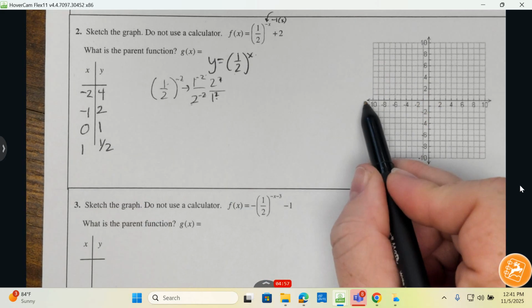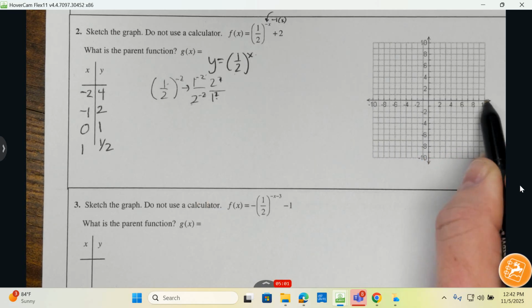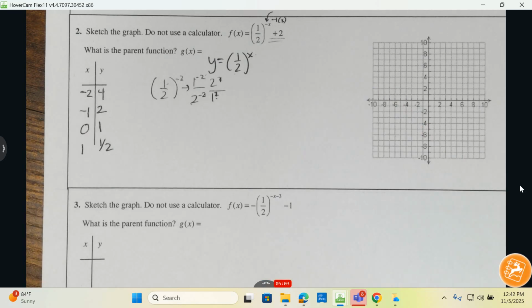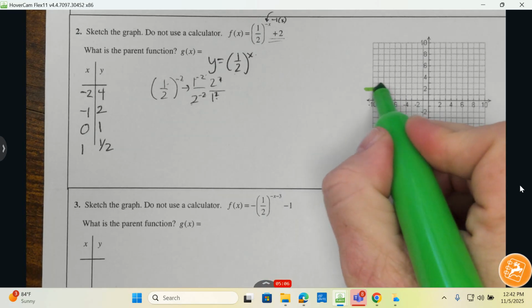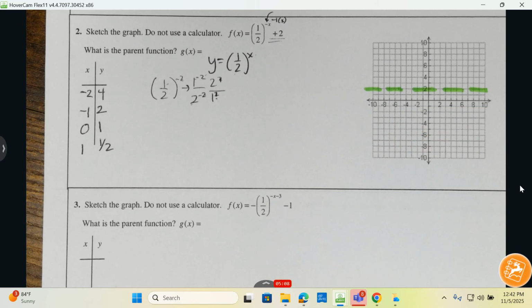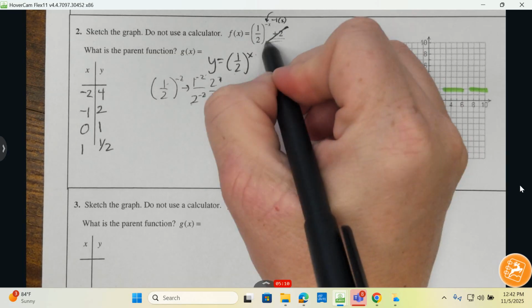And we remember that before we have any type of shifting here, we start with a horizontal asymptote on the x-axis, and now I'm shifting it up 2. So shifting this up 2, okay, I've taken care of that. If it helps you, feel free to cross it out.